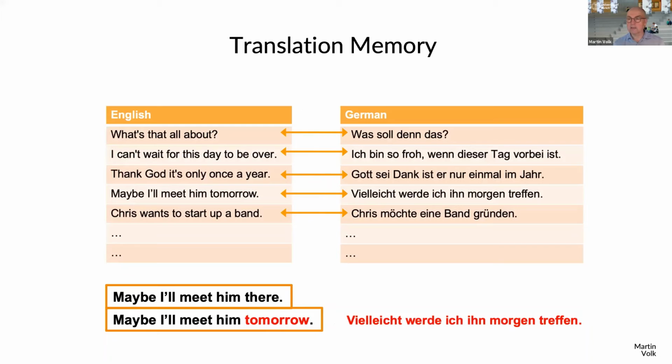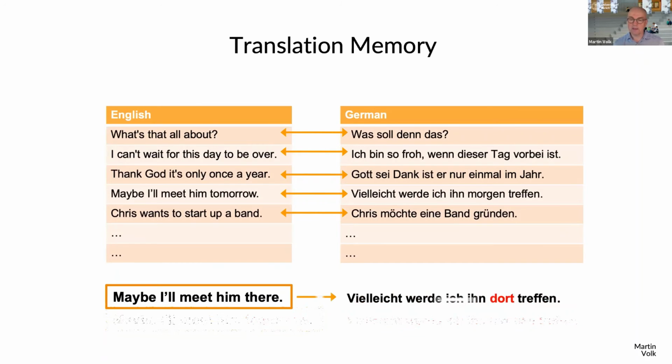And then tomorrow is highlighted because it differs from the input sentence. And you get the suggestion, vielleicht werde ich ihn morgen treffen. And then you need to change that suggestion currently manually in order to get the correct translation. Vielleicht werde ich ihn dort treffen. And this final step is something that we believe that machine translation systems can do. So to adapt a suggestion from the translation memory and make it a perfect translation. Do not translate totally from scratch because there can be errors in the machine translation there, but use the fuzzy match and improve it in order to make it fit the text.